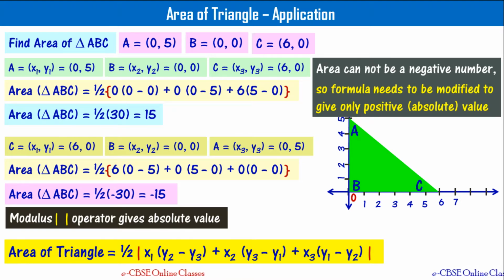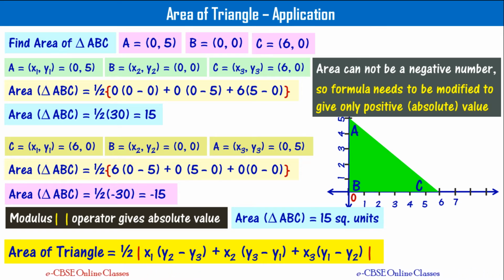Area of triangle equals half times modulus of [x1 times (y2 minus y3) plus x2 times (y3 minus y1) plus x3 times (y1 minus y2)]. Please take a note of this particular formula. We would be solving some application problems in the upcoming video based on this particular formula. If you apply this particular formula with modulus operator, irrespective of what coordinates you have chosen for what vertex, independent of that, you would end up with area of triangle ABC equal to 15 square units.